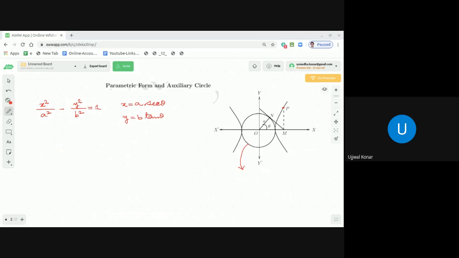The auxiliary circle of a hyperbola is a circle whose center is same as that of the hyperbola and whose diameter equals the length of the transverse axis of the hyperbola. If you look into this hyperbola, what is the length of its transverse axis? It is 2a, and that becomes the diameter of the circle. Now, what is the center of this circle? It is at the origin 0, 0. So the center of the circle and the center of the hyperbola are the same, and it is the origin. So then, what is the equation of this circle? That is known as the auxiliary circle.